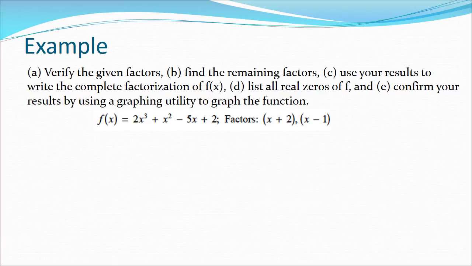In this example, you're going to verify the given factors, in other words, show that they work, find the remaining factors, write the complete factorization, list the zeros, and then graph. So what you're going to do is divide each of these into the polynomial, show that they work, and then find what's left. Pause the recording, give it a try, and resume to check your answer.